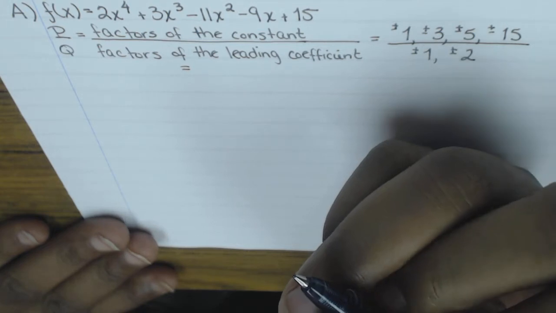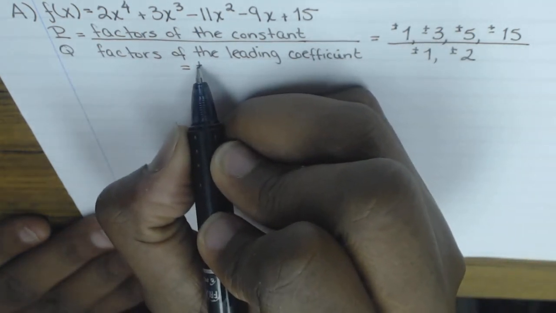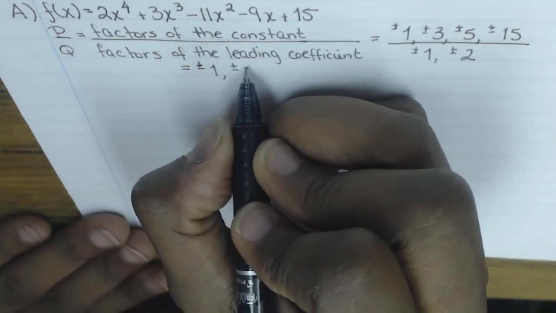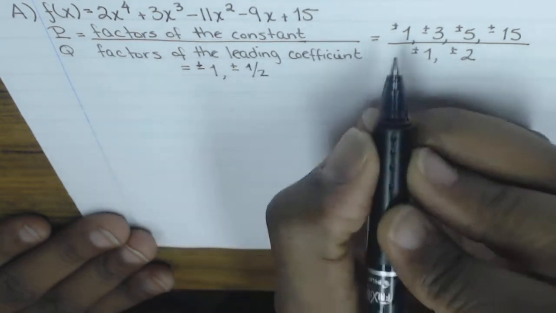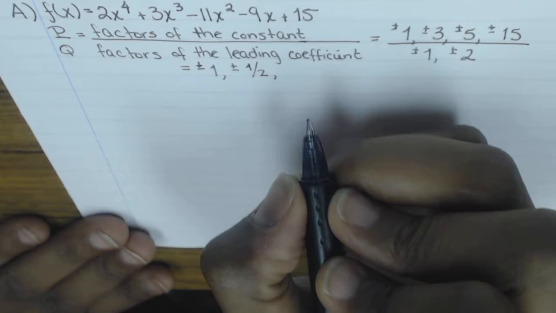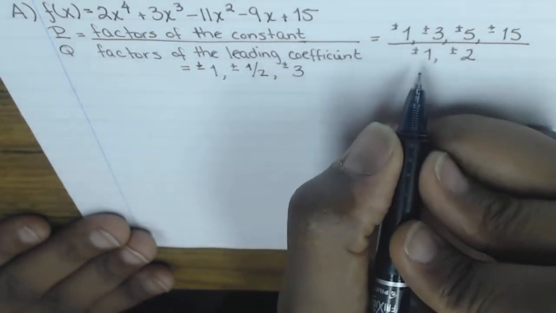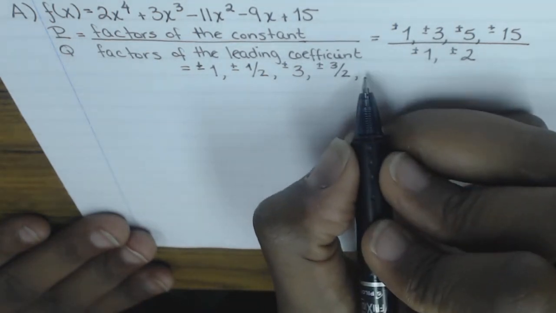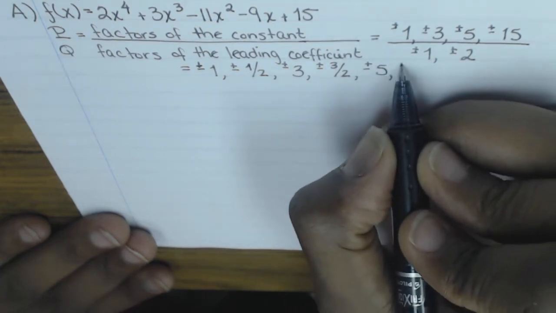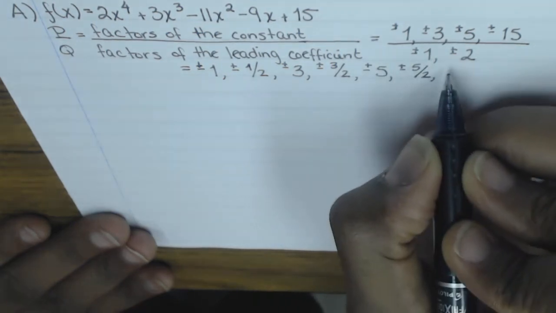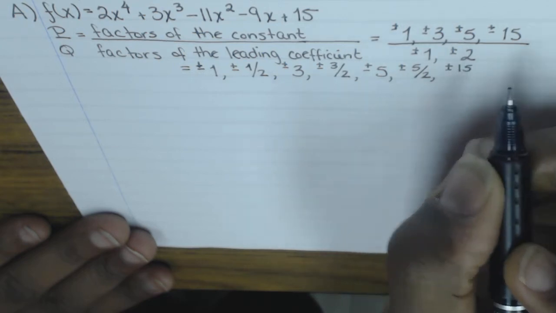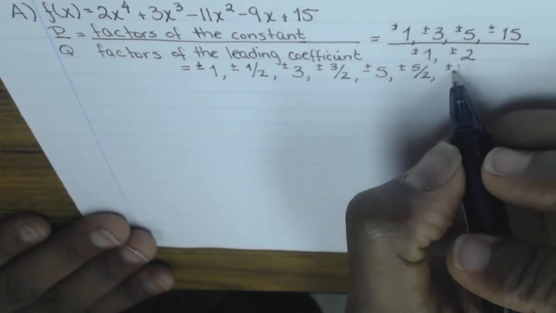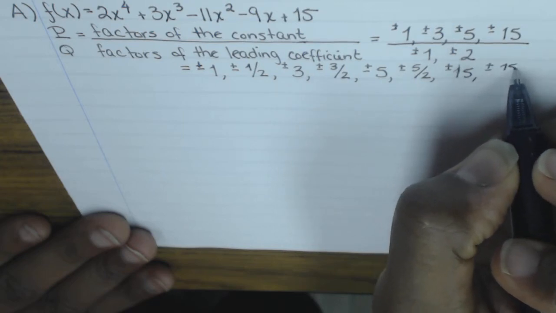So my possible rational zeros are plus or minus 1, 1 over 1, plus or minus 1 over 2, that's 1/2, plus or minus 3, 3 over 1, plus or minus 3 over 2, plus or minus 5, plus or minus 5 over 2, plus or minus 15, plus or minus 15 over 2.